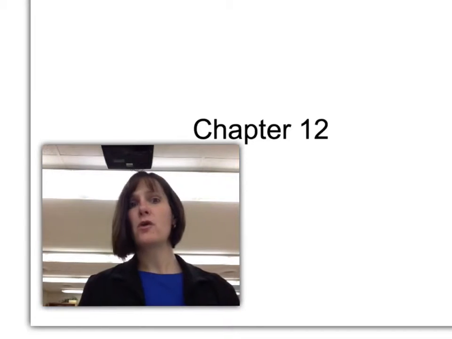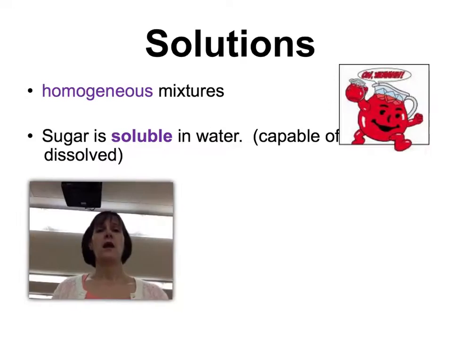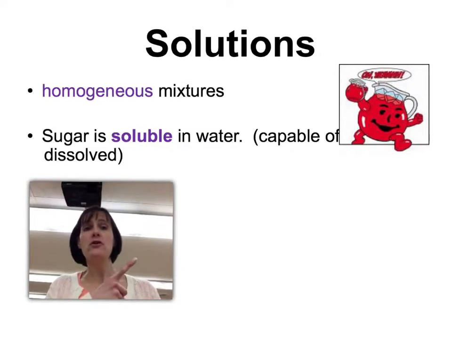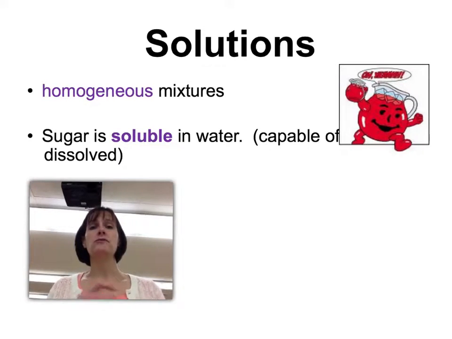Now up, Chapter 12, Solutions. Solutions are homogeneous mixtures, which if you remember means they are uniform throughout. See the Kool-Aid guy up there in the corner? Kool-Aid is an example of a solution. Also, the term soluble means it's able to dissolve. So when sugar dissolves in water, we say that sugar is soluble in water.